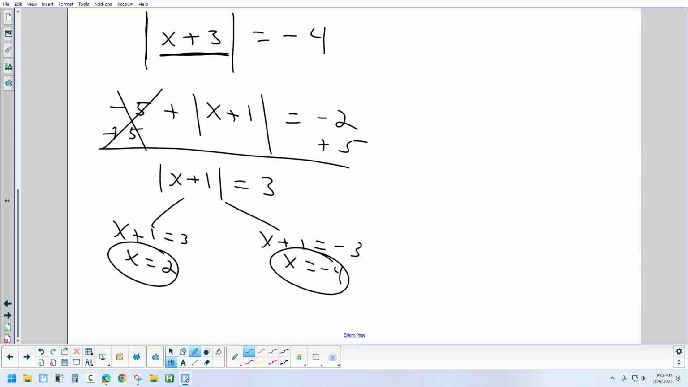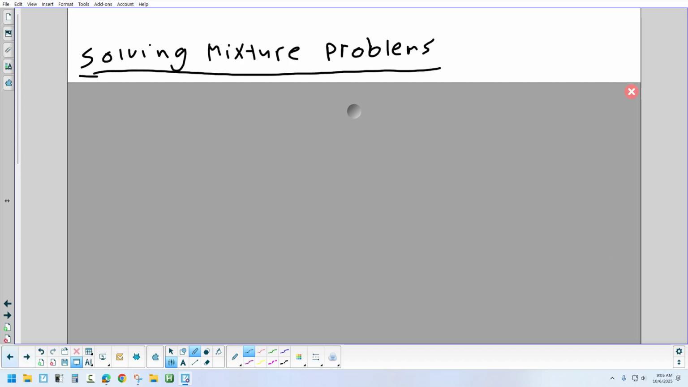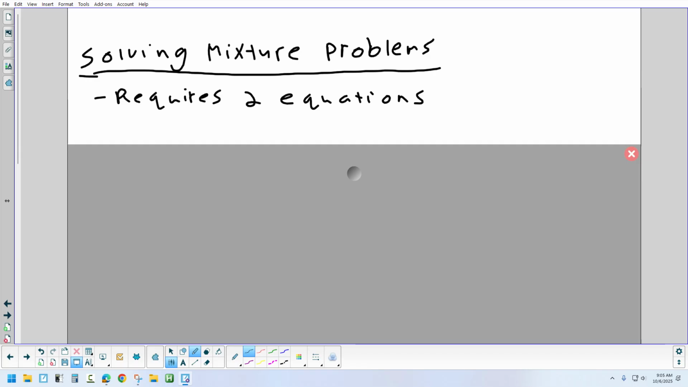All right, so last thing with linear equations before we go to the final kind of problem, which is quadratics. Okay, so mixture problems. When we solve a mixture problem, we're going to have to set up two equations.